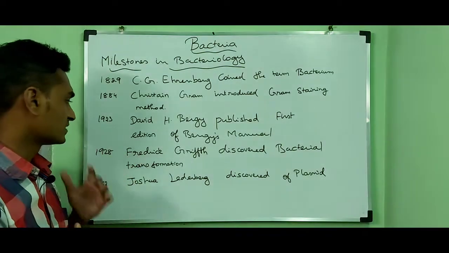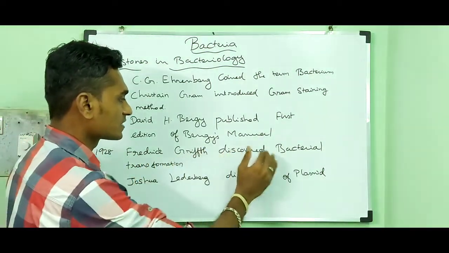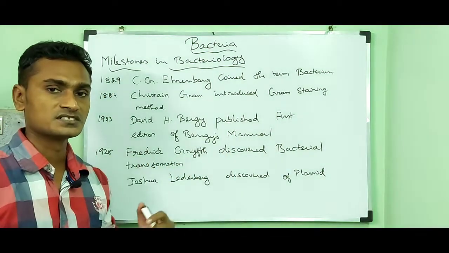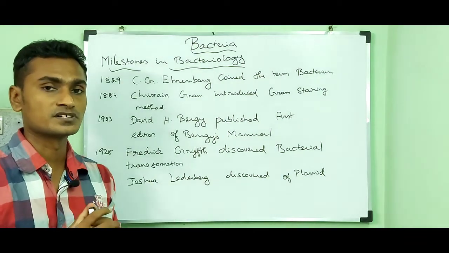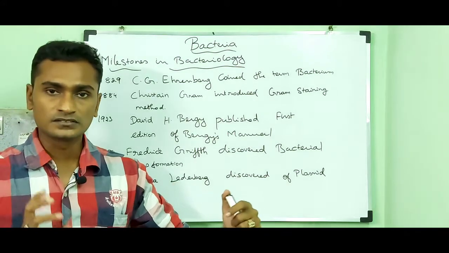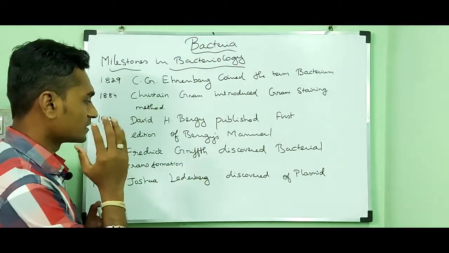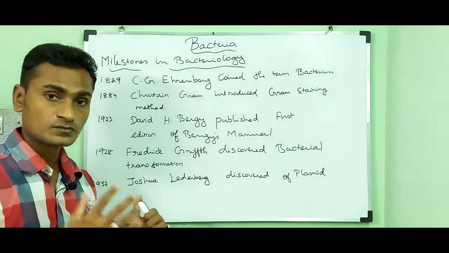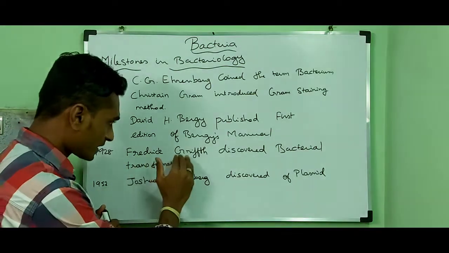Then in 1928, Frederick Griffith discovered bacterial transformation. It is a type of sexual reproduction, so the bacteria can transfer their genetic material between bacteria. That sexual reproduction was discovered by Frederick Griffith.